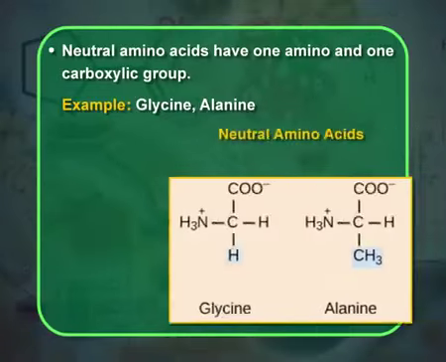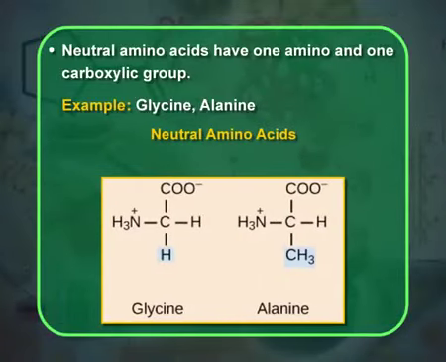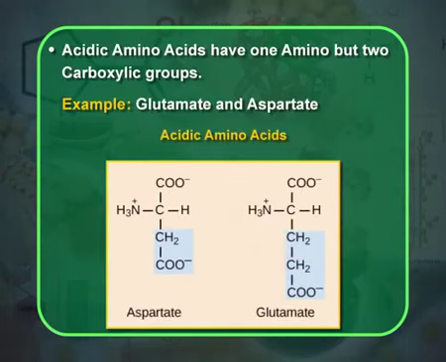Depending on the nature of the R groups, the amino acids can be of several types. Neutral amino acids have one amino and one carboxylic group, for example, glycine and alanine. Acidic amino acids have one amino but two carboxylic groups, for example, glutamate and aspartate.